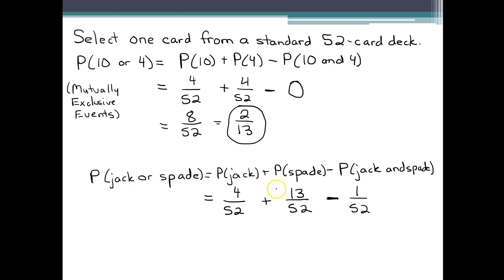That jack of spades got double counted here. It got counted as one of the jacks, and also got counted as one of the spades. So you have to subtract 1 out to make this accurate. 4 plus 13 is 17, minus 1 is 16 over 52. And then that reduces down to 4/13, dividing by 4. So these are not mutually exclusive events. Jack and spade can coexist in one card.